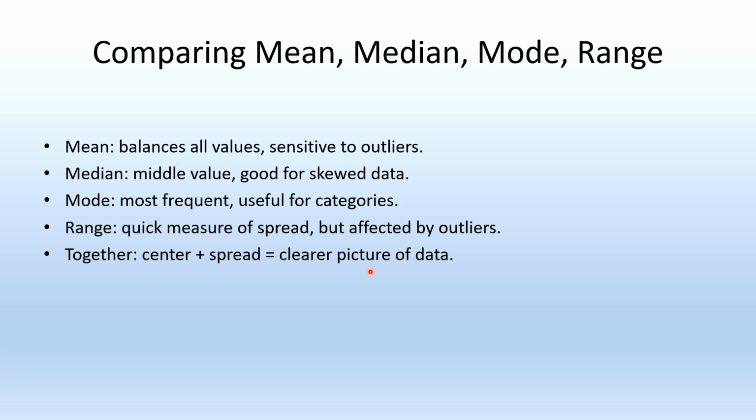So let's compare the mean, the median, mode, and range. The mean balances all values but is sensitive to outliers. The median, the middle value, is good for skewed data. And the mode is the most frequent, useful for categorical data. And the range gives us a spread, but is also affected by outliers. So together, the center plus spread equals a clearer picture of the data. These four numbers are going to give us some idea of what we're dealing with.